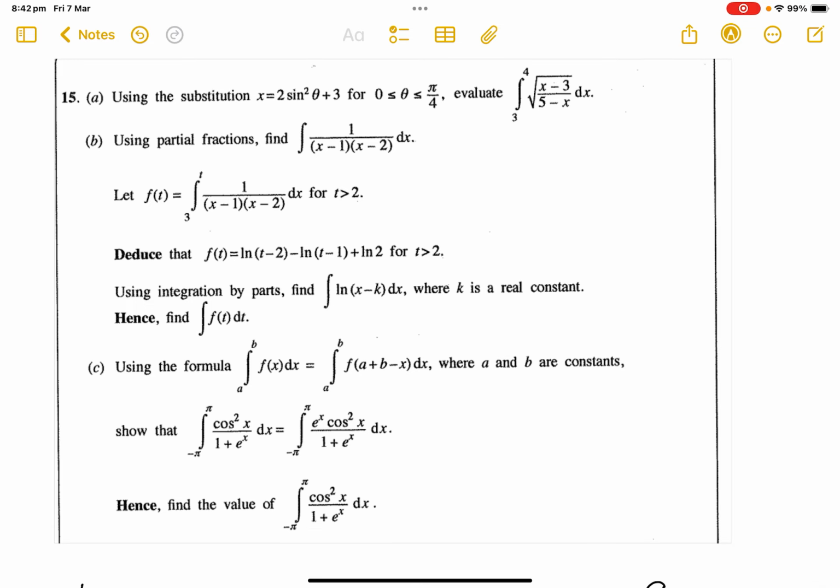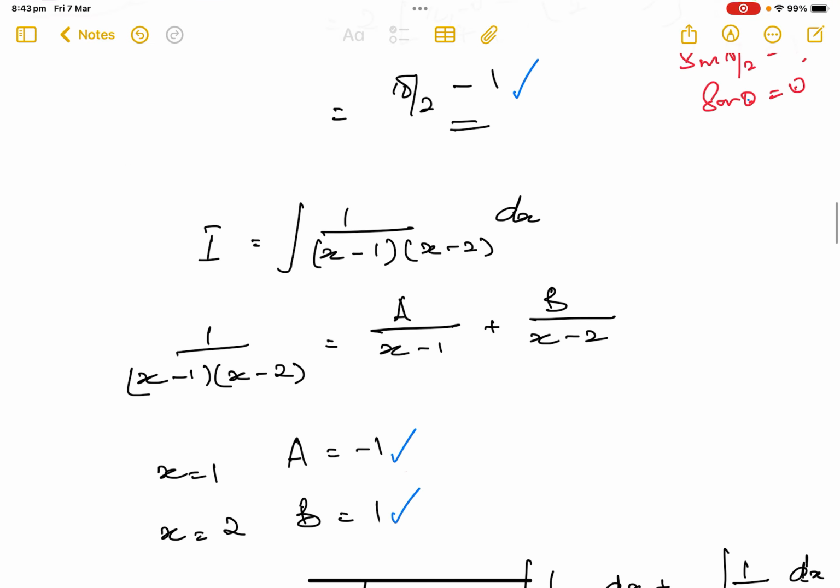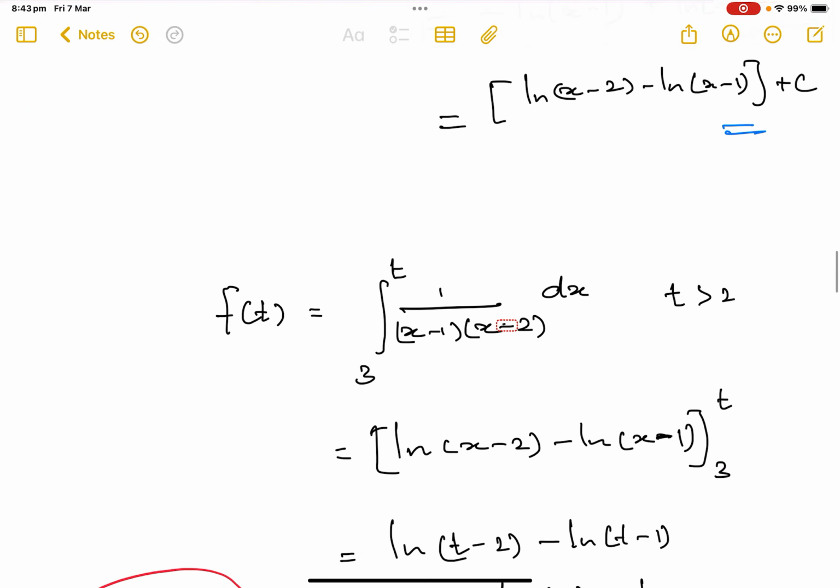Now, let f(t) equal the integral with limits t to 3, upper limit t, lower limit 3, of 1 over (x minus 1)(x minus 2) dx. They call it just a function, and the integral inside is the same function as what we did already. All you have to do is apply the limits. In other words, you just find the value of c.